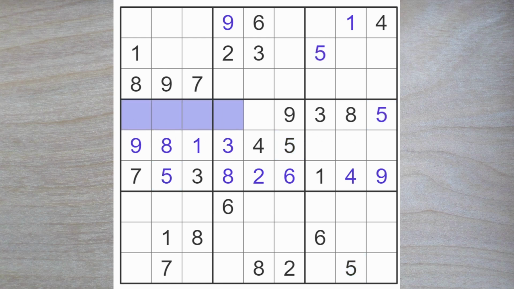Here, a 2, 4, and a 6. So 2, 4, and a 6 doesn't seem possible yet. Here, 4 and a 6. Maybe we should then look at these squares. They can't be 4 and 6. They must be a 7, 8, and a 9. We have a 9 blocking here. We have a 9 blocking here, so this must be a 9.